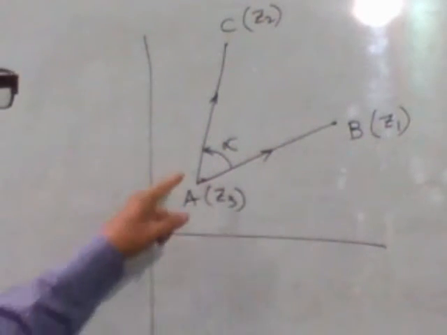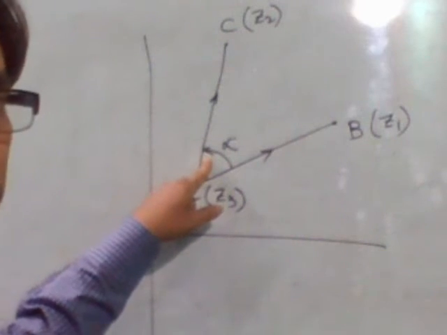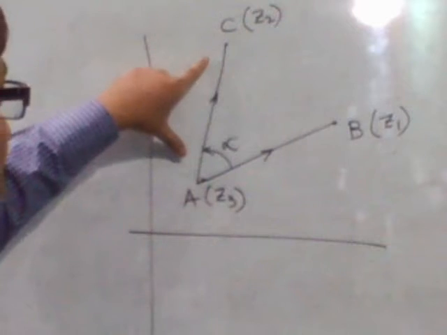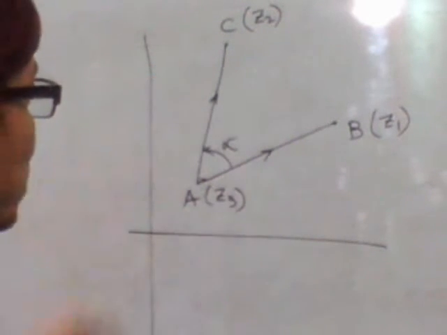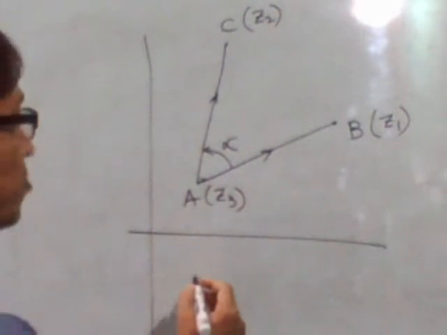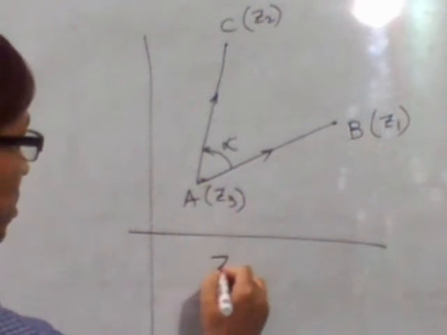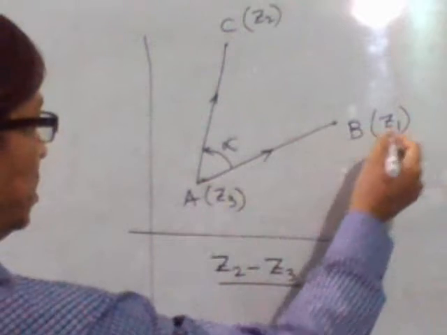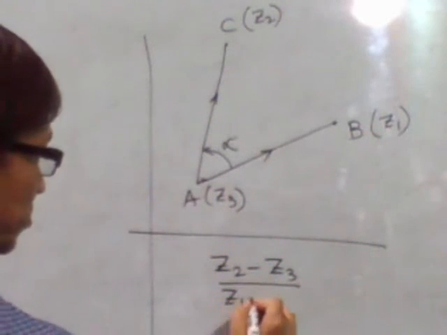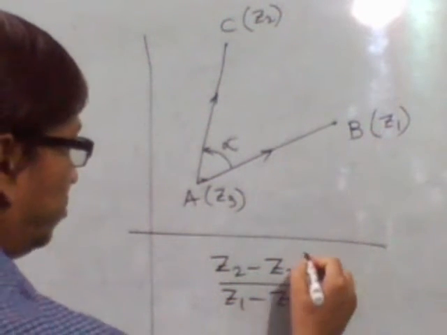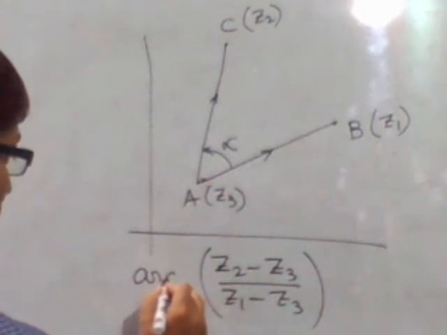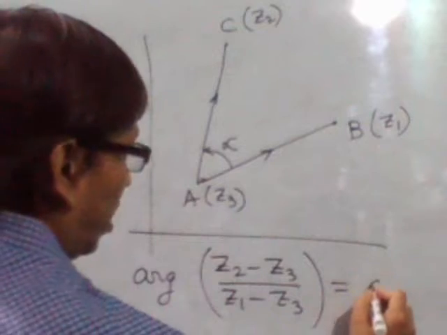So at first you have to take where the arrow is touching. The arrow is touching this vector, so the AC vector. So you have to take the representation of the AC vector at first. The representation will be Z2 minus Z3 divided by Z1 minus Z3, and if we take the argument of this complex number, then this will give you the angle alpha.